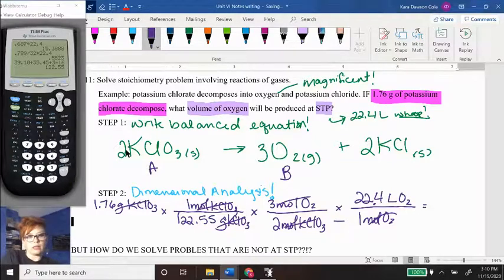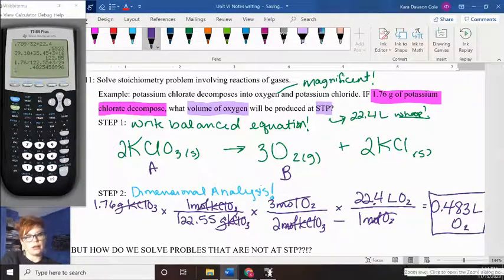All right, and then I can calculate it. So I've got 1.76, divide by 122.55, multiply by 3, divide by 2, multiply by 22.4, and hit enter. And that gives me 0.483 liters of oxygen gas.